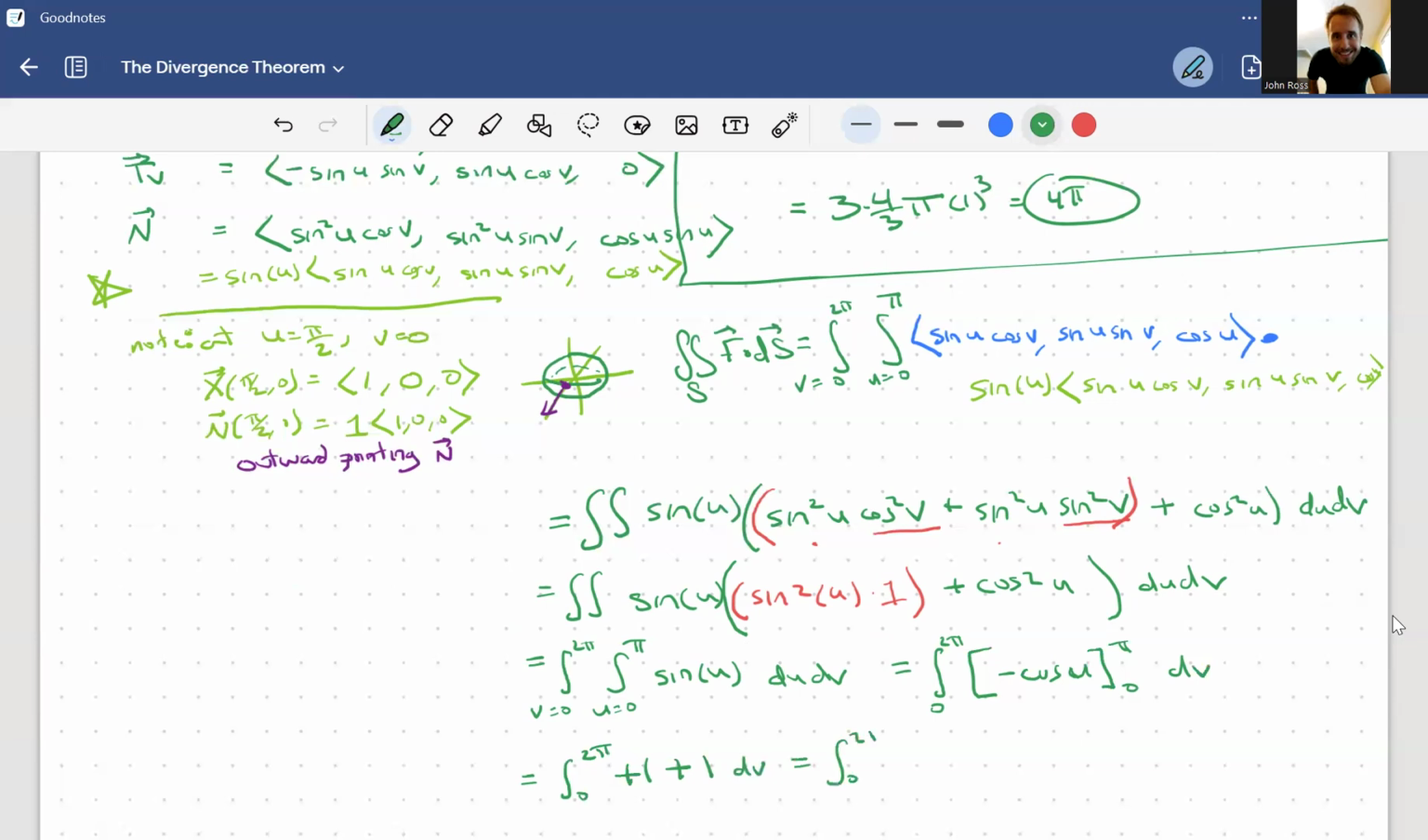And our final integral, notice there are no v's, our final integral will just be the integral from 0 to 2 pi of 2 dv. And so that's just 2 times 2 pi. And so that is just going to be 4 pi, which is exactly what we were hoping it would be and exactly what we saw from our other integral.